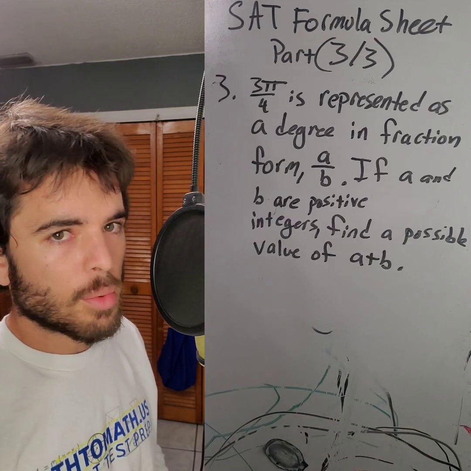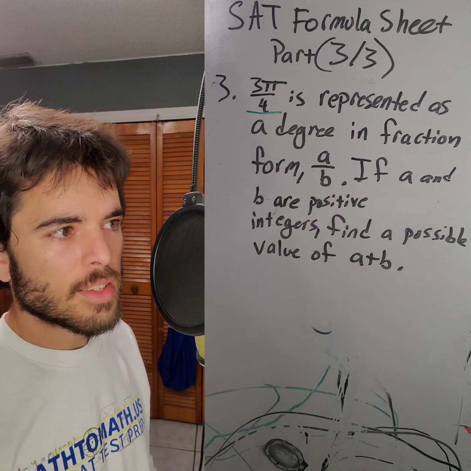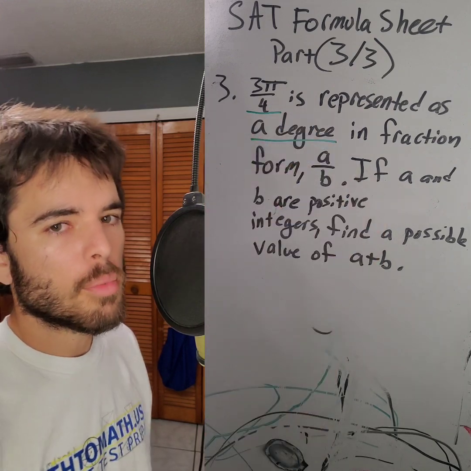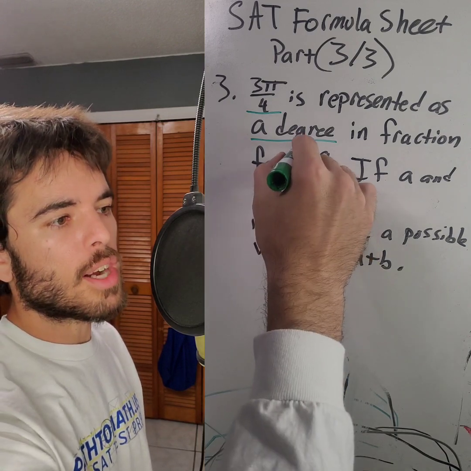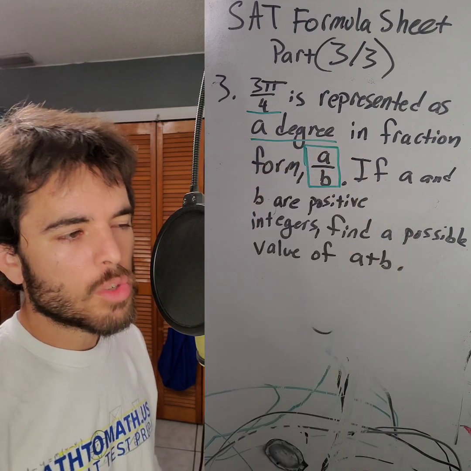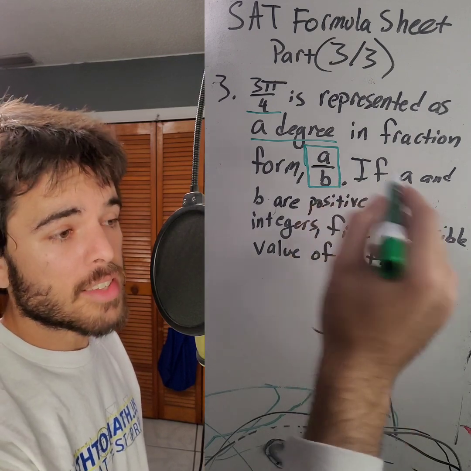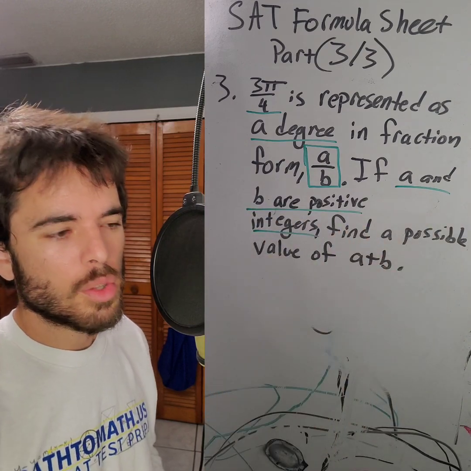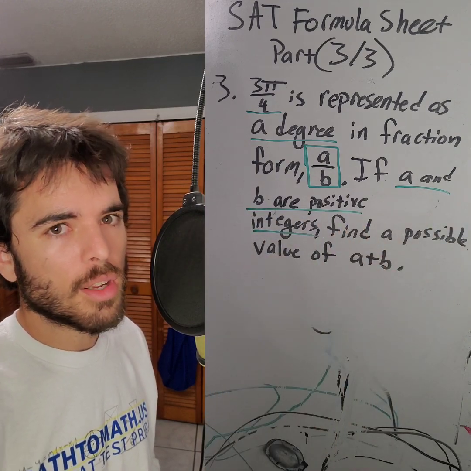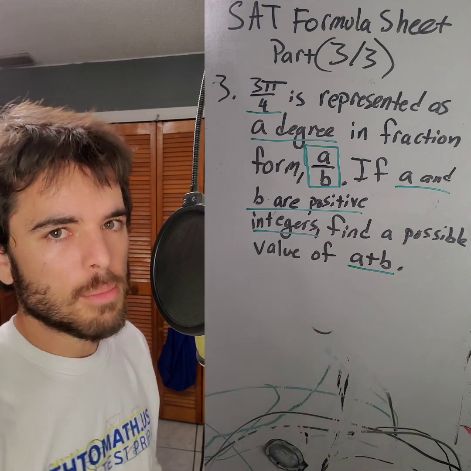This is a tough one for a lot of reasons, but let's break this down. We have 3 pi over 4, so we start off with radians, and it's represented as a degree. So I know we're going to be doing the same equation that we've been practicing at some point. Now they say that the fraction form is a over b. So I don't know either numerator or denominator, but that's okay. They're explaining that a and b are positive integers. So there's no decimals involved, nothing crazy, no negative numbers. It's asking for a possible value of a plus b.